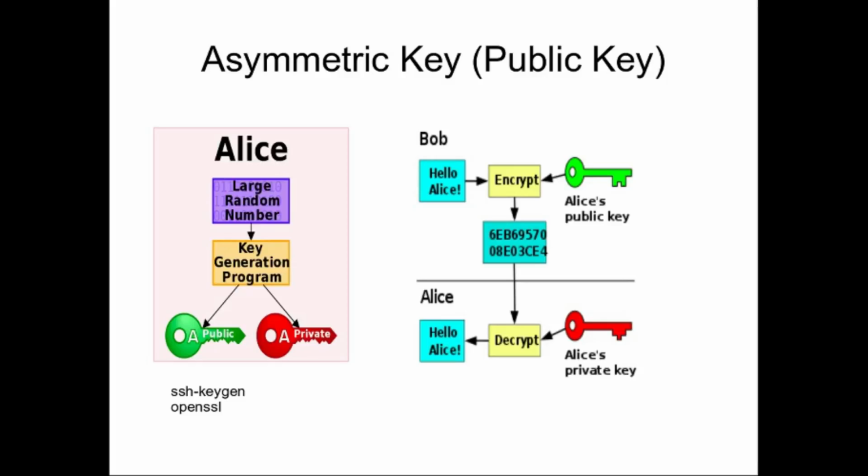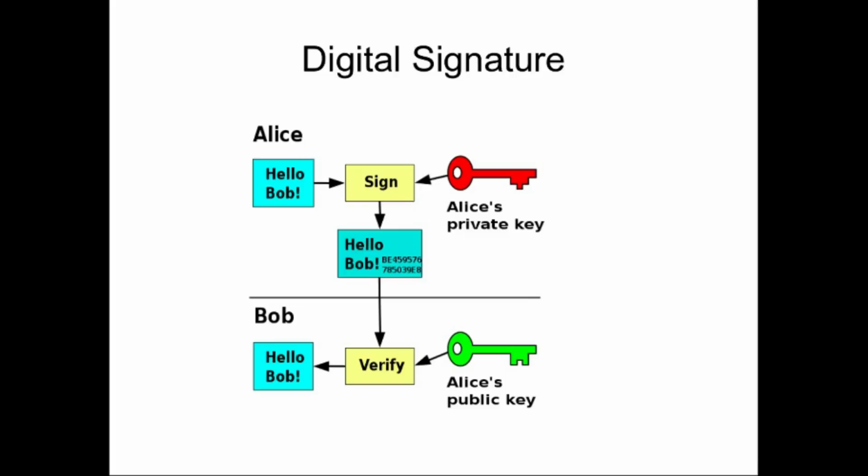One is public, the green one, which you send and distribute to everybody, and the red one is your private one. Now suppose Bob wants to send a message to Alice. He will use Alice's public key and encrypt the message. And Alice, once she receives it, uses her own private key and gets the message back.